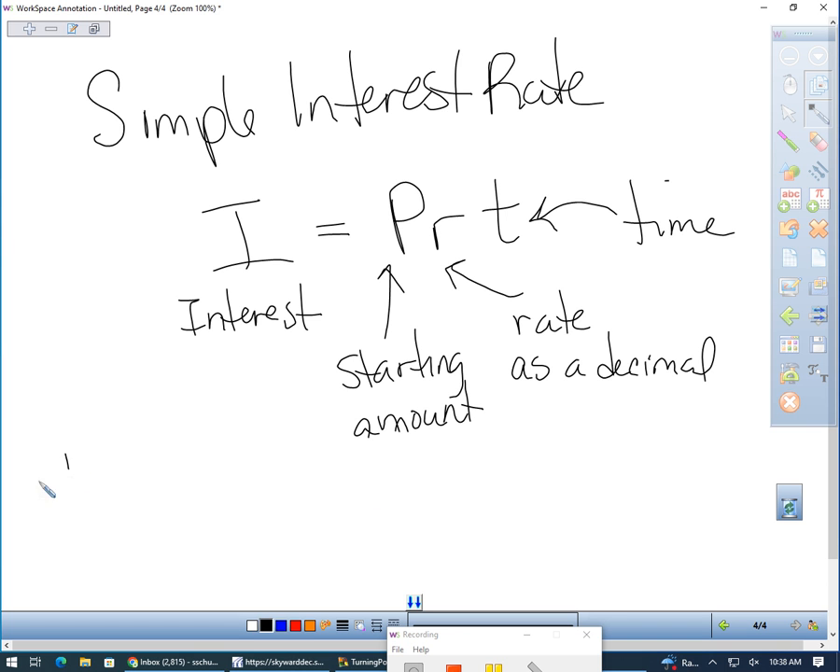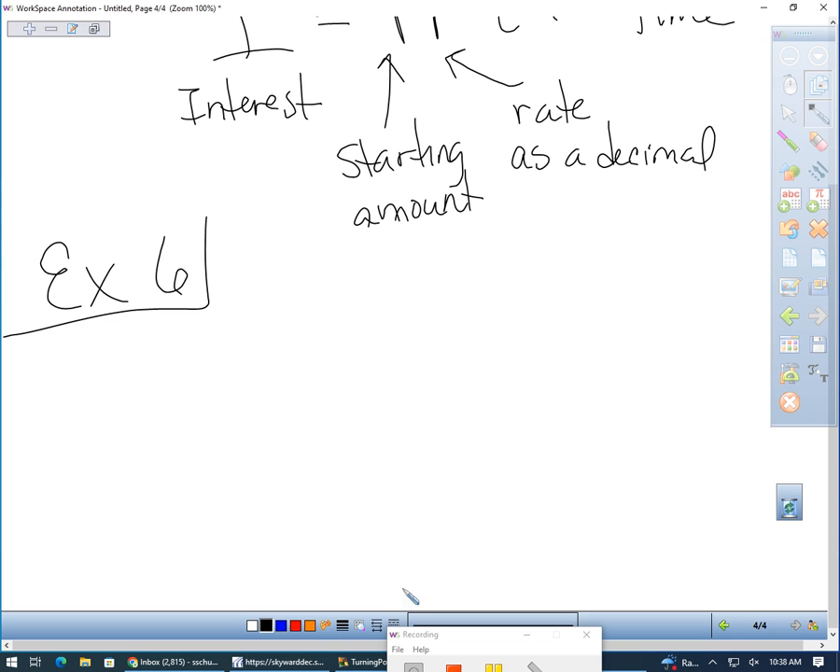All right, so here's example number 6. This is what you're doing for the last two. Can I go up to what? Go ahead, Parker.